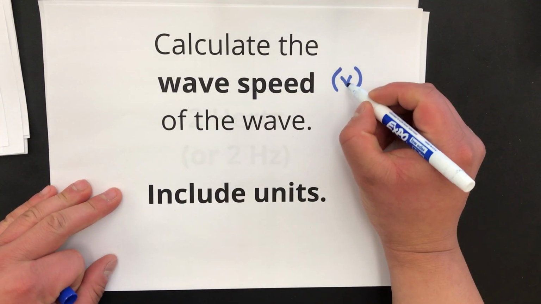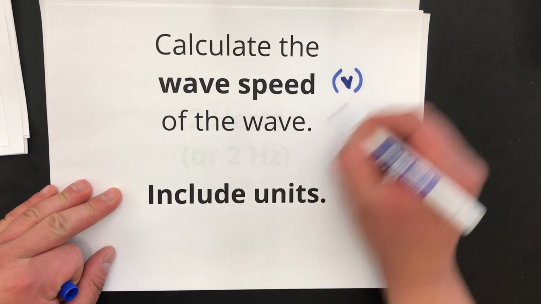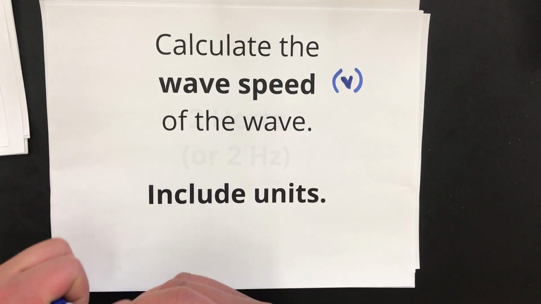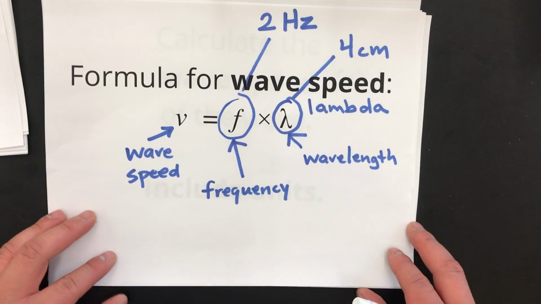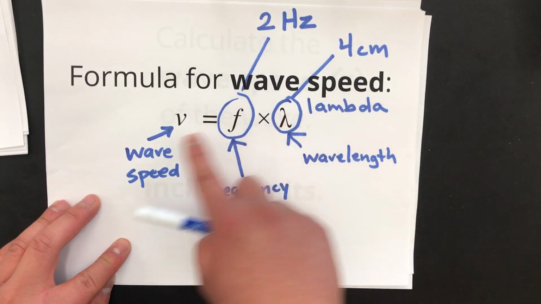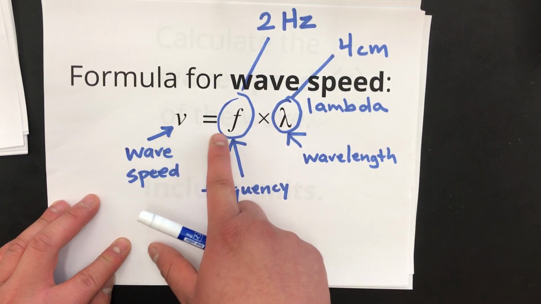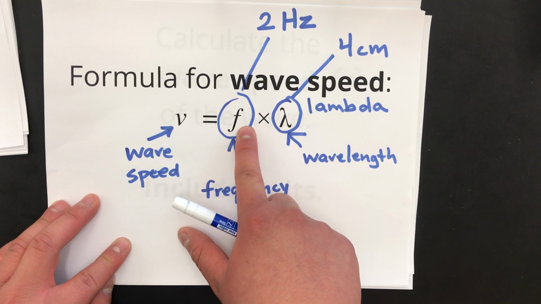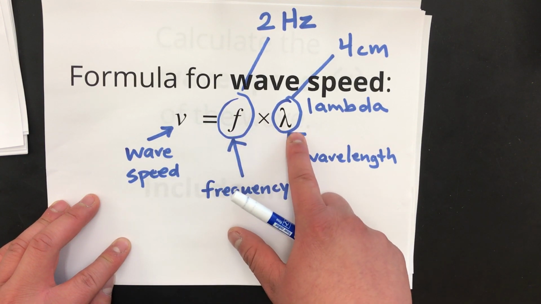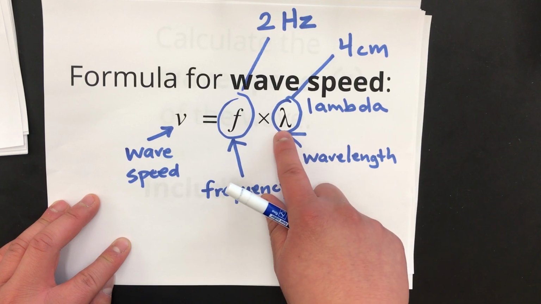Remember, wave speed is lowercase v, and we have to include the units for the wave speed. Okay, so here's the formula for wave speed. I will give it to you. No need to memorize it. The formula for wave speed is wave speed, lowercase v, is equal to frequency, lowercase f, multiplied by the wavelength, which is the Greek letter lambda. That's how you say it.